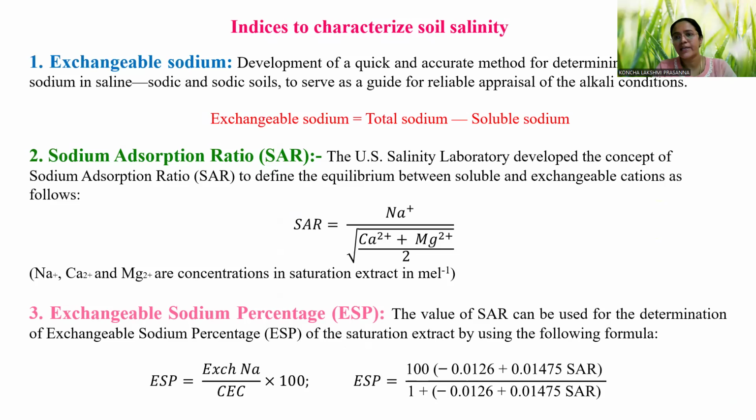So the indices to characterize soil salinity are exchangeable sodium, that is exchangeable sodium equals total sodium minus soluble sodium. Next is the SAR, that is sodium adsorption ratio, which is the ratio of sodium by the square root of calcium plus magnesium by 2. Next is the exchangeable sodium percentage. This exchangeable sodium percentage is the exchangeable sodium by CEC into 100.